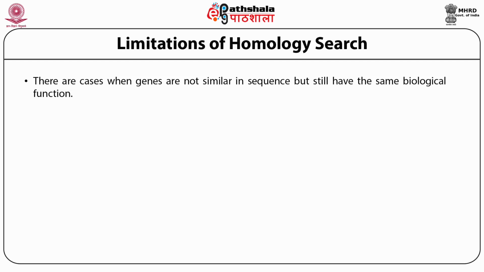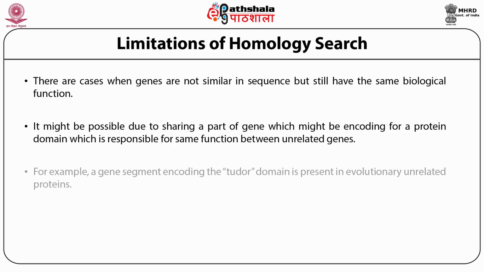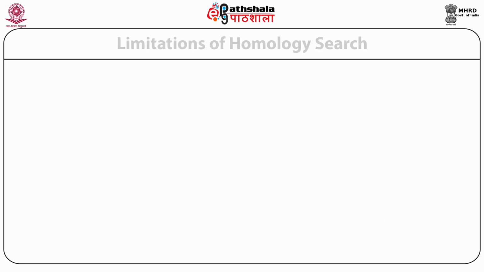There are cases when genes are not similar in sequence but still have the same biological function. It might be possible due to sharing a part of the gene which might be encoding a protein domain which is responsible for the same function between unrelated genes. For example, a gene segment encoding the Tudor domain is present in evolutionarily unrelated proteins. It is responsible for the shared function, that is, interaction between protein and RNA.